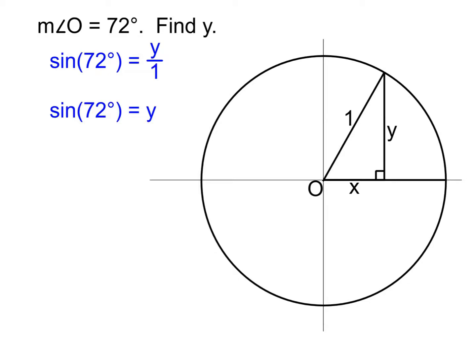So why did I start with this one side being 1? Because you already noticed one of the cool things about that is that if that hypotenuse length is 1, there's no multiplying by the sine, there's no dividing the sine, it's just what's the sine of 72. And so if I actually do that calculation, then I find that y is about 0.95.